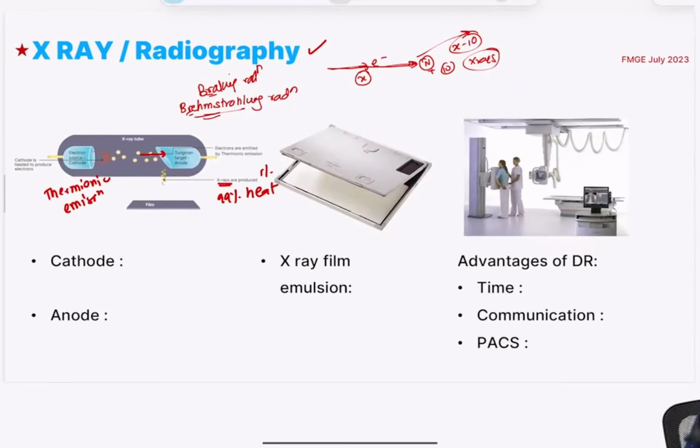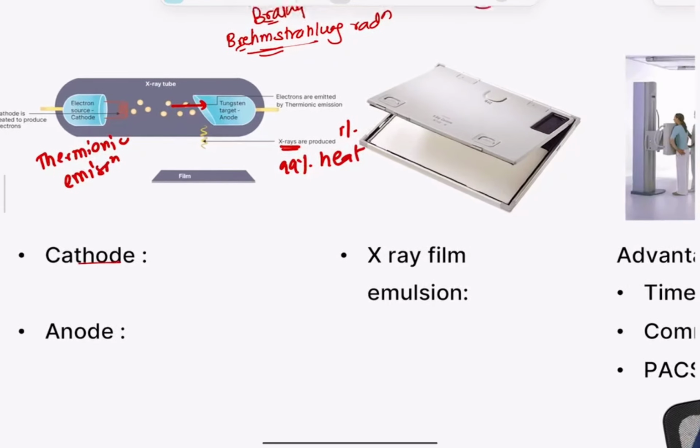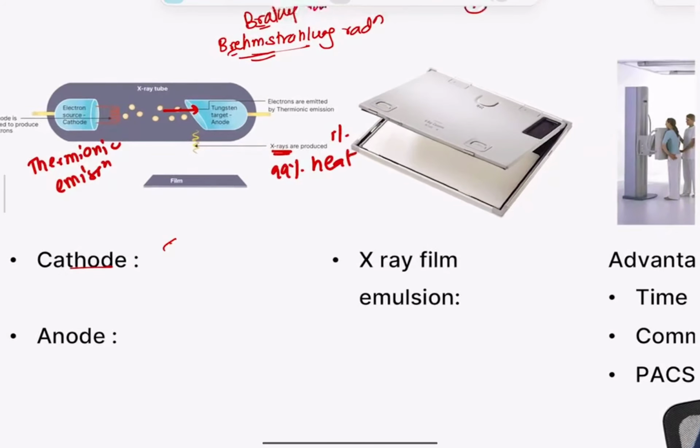So that is the most common mechanism here in a routine X-ray tube. So what is the component, the substance that this cathode is made of? It is tungsten, and remember the symbol for tungsten is W, not Tn. Even the anode has tungsten, that is W.